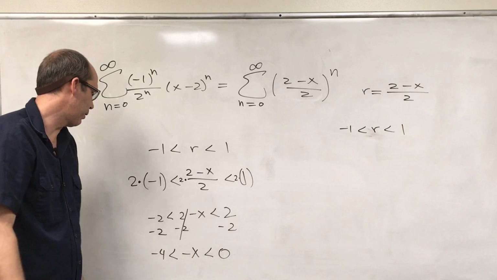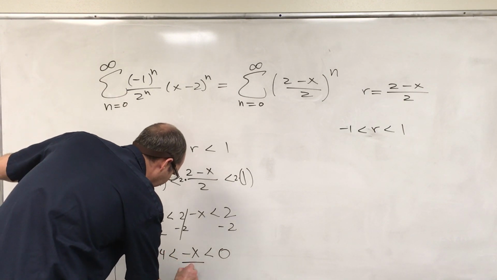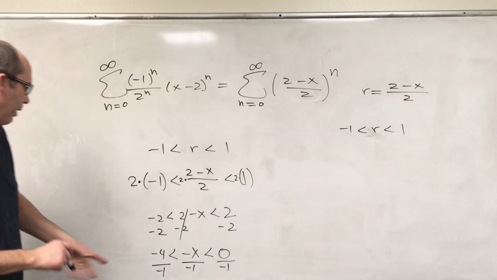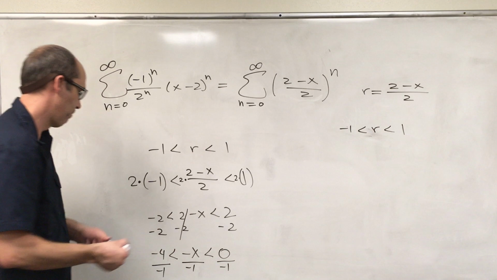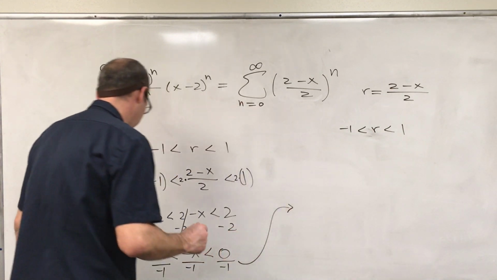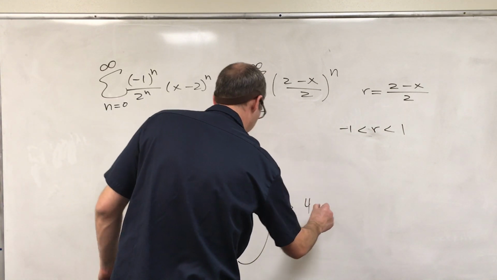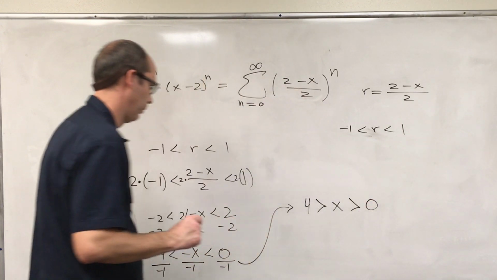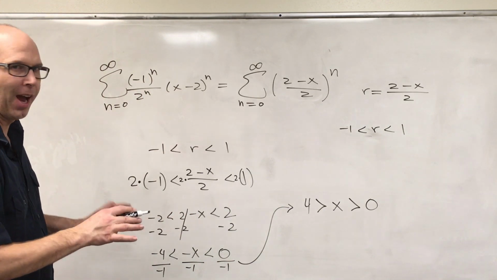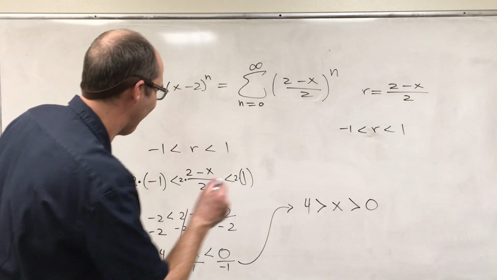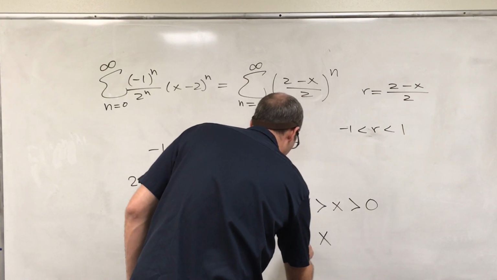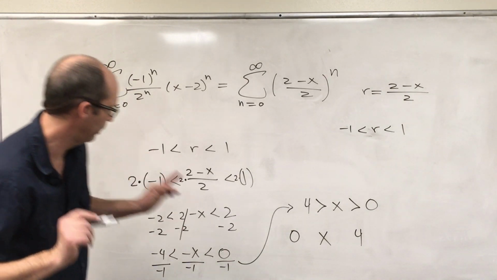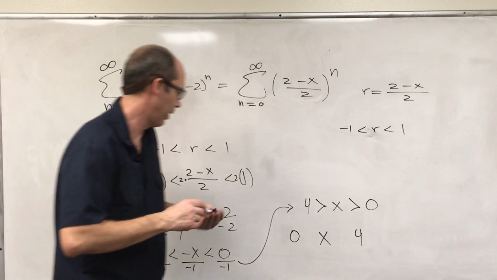Okay, now we want to get rid of that negative, so we're going to divide by a -1. Now remember, when you multiply or divide by a negative, you have to flip the sign, right? So this becomes 4 is greater than x is greater than 0. All right, and that's kind of backwards, right? You're like, what does that mean? So you can do it like this. Put the 0 there, put the 4 there, and then this is literally how I do it. This is literally how the mathematician does this.